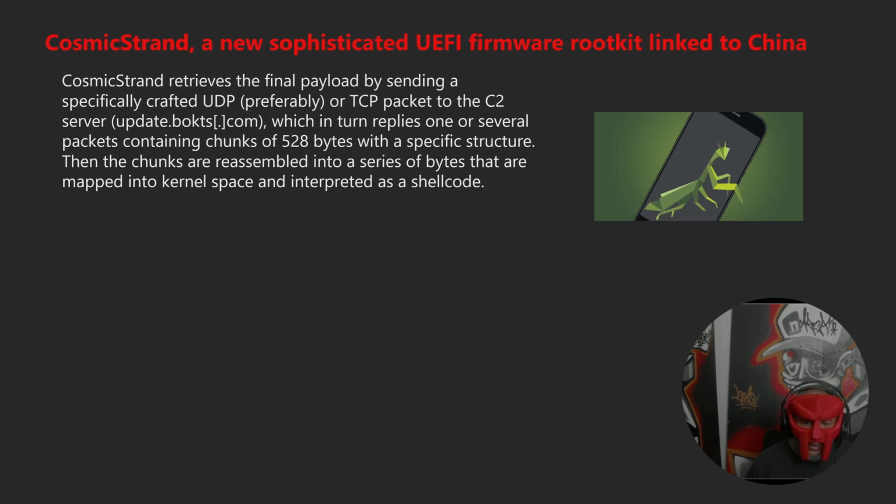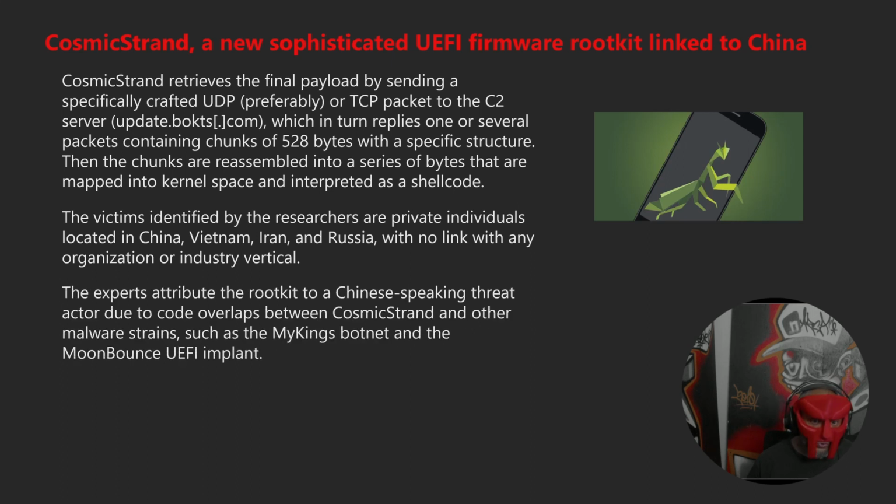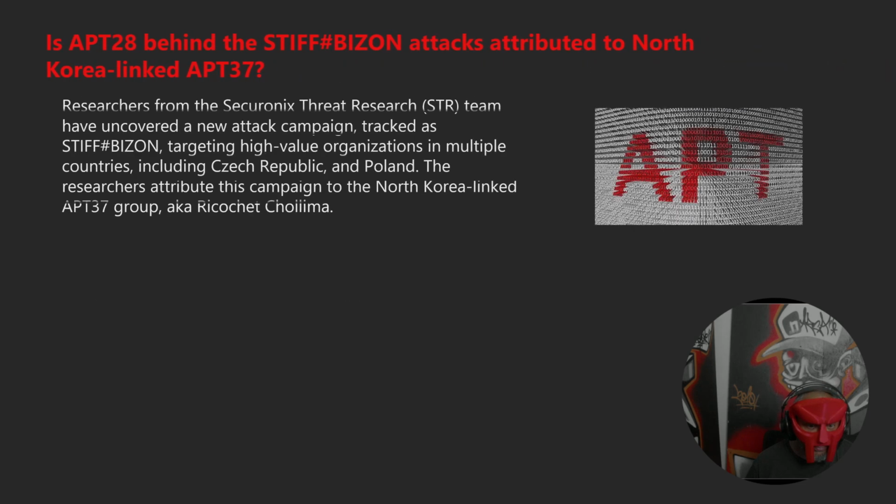CosmicStrand retrieves the final payload by sending a specifically crafted UDP, preferably, or TCP packet to the command and control server, which in turn replies with one or several packets containing chunks of 528 bytes with a specific structure. Then the chunks are reassembled into a series of bytes that are mapped into kernel space and interpreted as a shellcode. The victims identified by the researchers are private individuals located in China, Vietnam, Iran, and Russia, with no link with any organization or industry vertical. The experts attribute the rootkit to a Chinese-speaking threat actor due to code overlaps between CosmicStrand and other malware strains, such as the MyKings botnet and the Moonbounce UEFI implant.